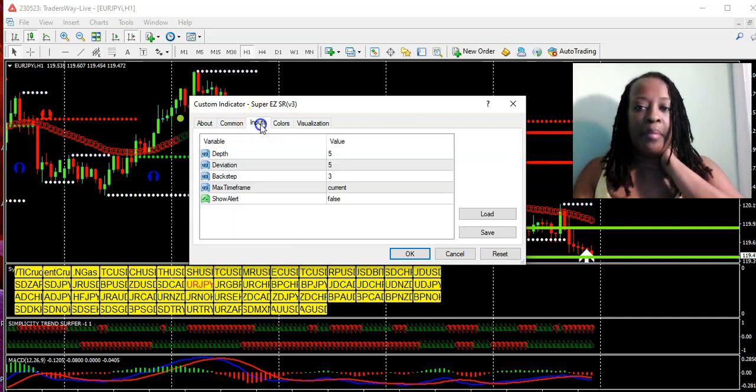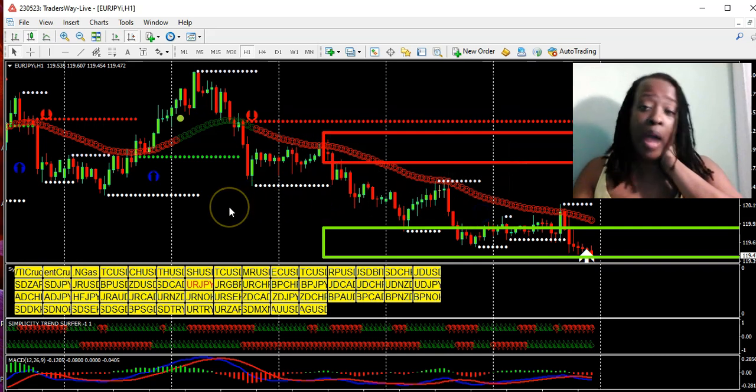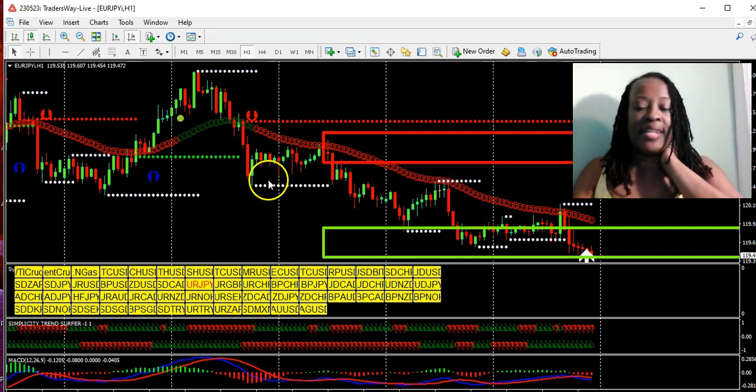And also for my input, I have it set to current. Now I do trade on the hour chart. I look at my hour chart and I analyze what's going on on the hour chart prior to my execution. Now I do drop down to the lower time frame for entries. However, it's based on the analysis on the hour chart. And so I have it set to current. However, if you are on a 4-hour, if you are on a 15, if you have it set to current, it will adjust to the current time frame that you're on. So that's what I do, right?